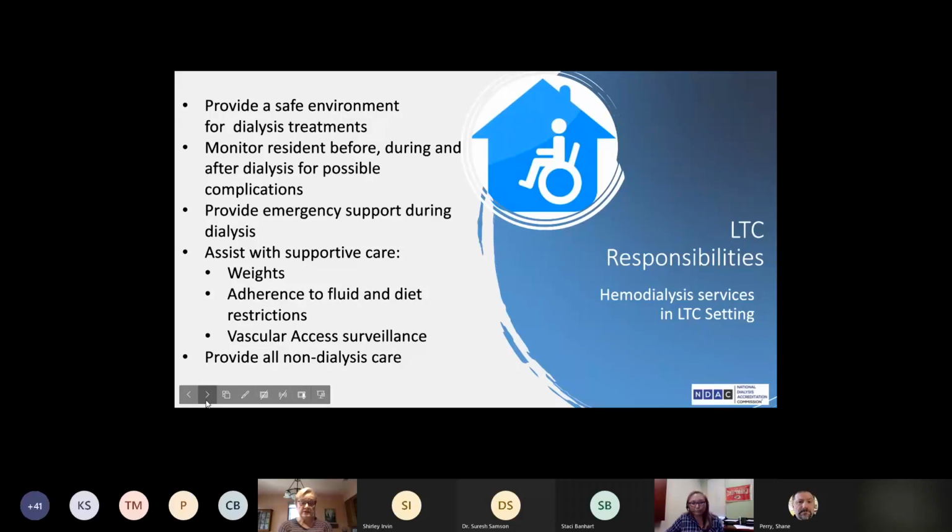And then vascular access surveillance is important as well. All of these patients that are on dialysis have to have a way to connect to the dialysis machine, and so vascular access is critical, and that would be included in the education provided to the long-term care staff, to certainly be happening from the long-term care staff. And then obviously all non-dialysis care is the long-term care center's responsibility. Next slide.